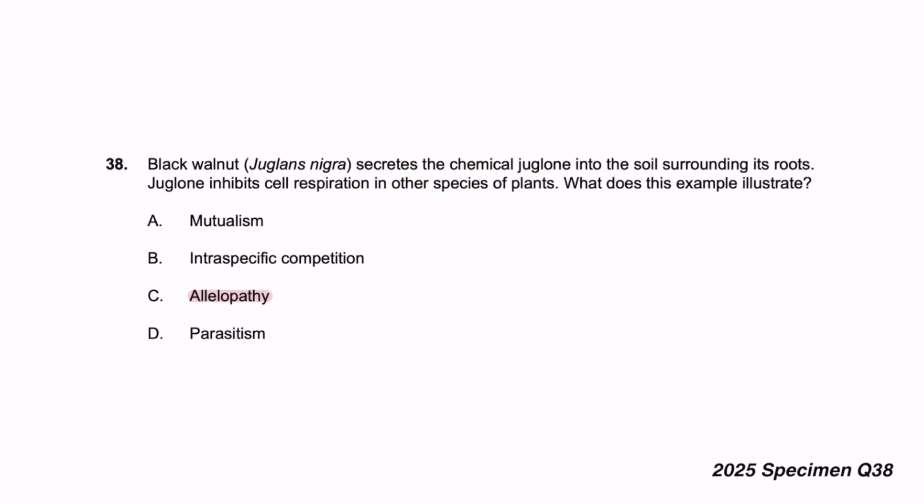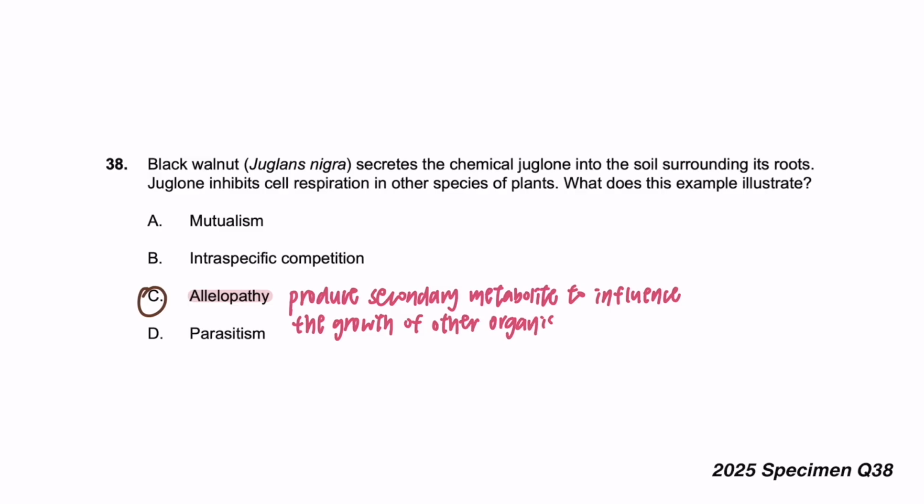Allelopathy is a strategy in the relationship of competition. It means the organisms produce secondary metabolites that are not essential for basic functions, but to influence the growth of other organisms, such as inhibiting egg cell respiration.